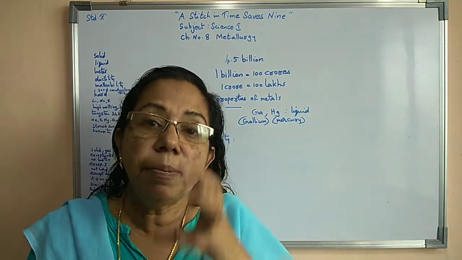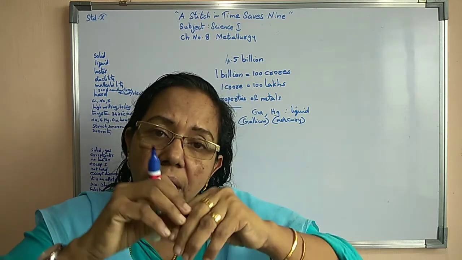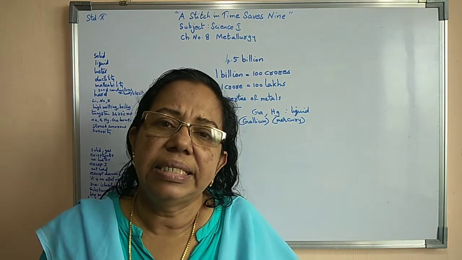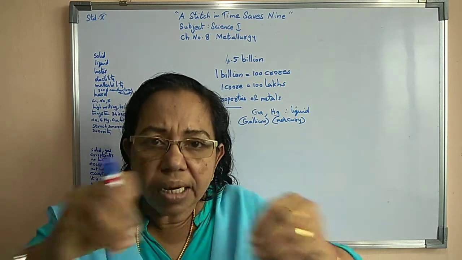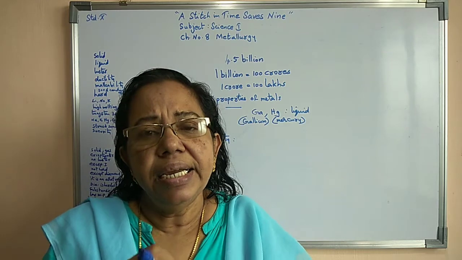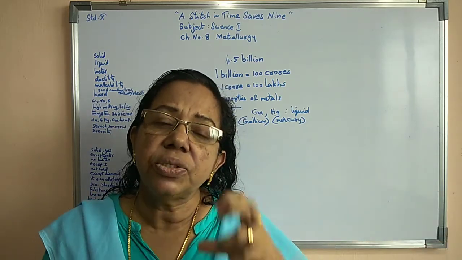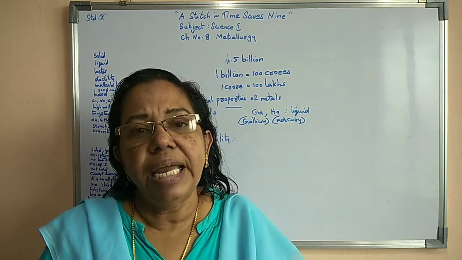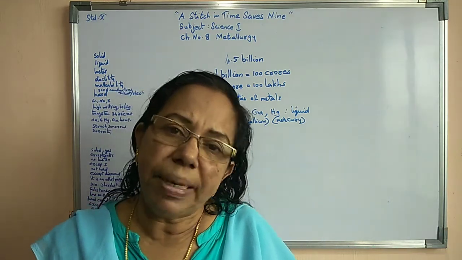That is their ability, or the elongating power of the metals is known as ductility. Ductility is a property of being elongated. In case of metals, we can make long wires with the help of metals. So that property of the metal is known as ductility. Now the metals which can be elongated, we call ductile metals.